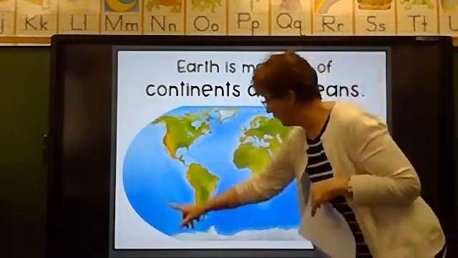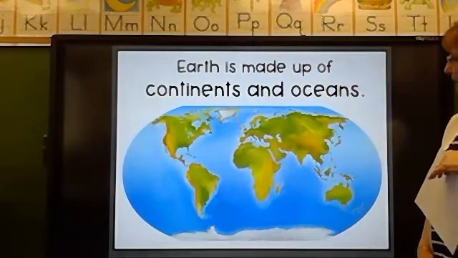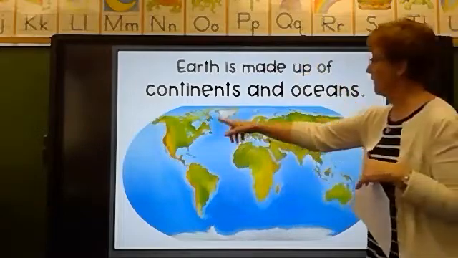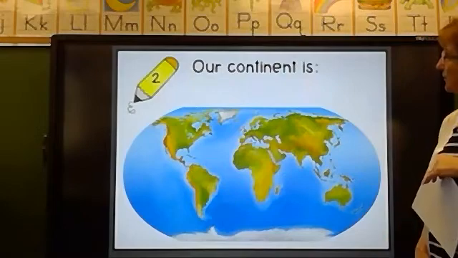Now Earth is made up of continents, which are those land masses that cover our planet Earth, and oceans, those big bodies of water that cover our planet. So Earth is made up of continents, those 7 continents, and oceans.